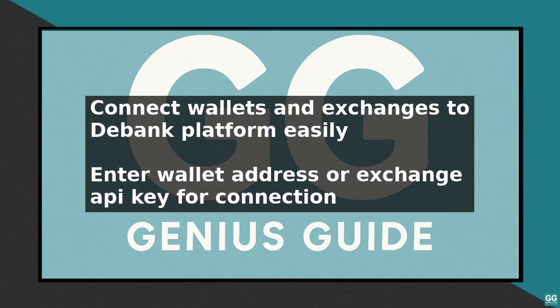First, you need to connect your wallets and exchanges to Debank. This can be done by clicking on the Add Account button and selecting the wallet or exchange you want to connect. You will be prompted to enter your wallet address or exchange API key to complete the connection. Once you have connected your wallets and exchanges, you will be taken to the Portfolio Overview page.